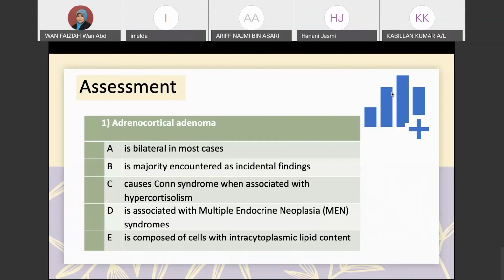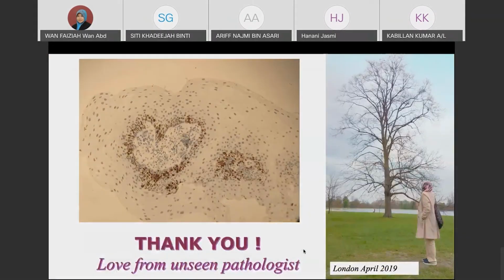Is it associated with a syndrome? False. Adrenocortical adenoma has no such association. Okay, it is composed of cells with intracytoplasmic lipid content. True. Alright. Okay, I think that's all from me. Any other question?